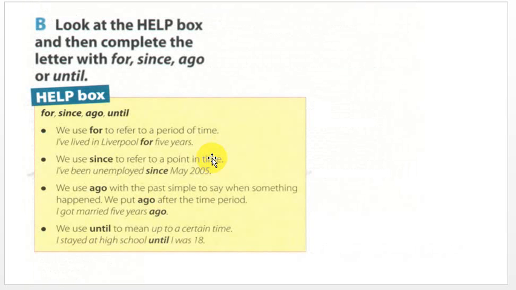Look at the help box and then complete the letters with for, since, ago, or until. These are the prepositions. What kind of preposition? Adverb of time preposition. We use for to refer to a period of time. I have lived in Liverpool for 5 years. For how many years? 5 years. Where? Liverpool. Okay.